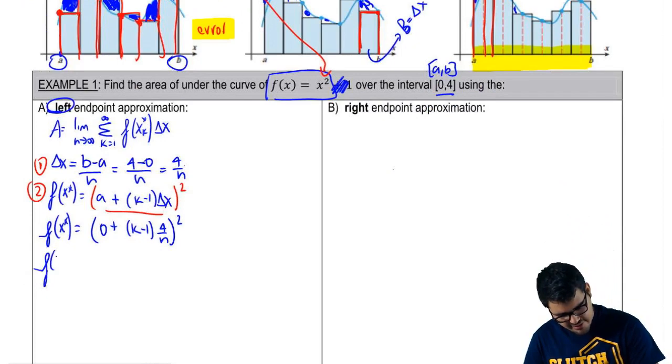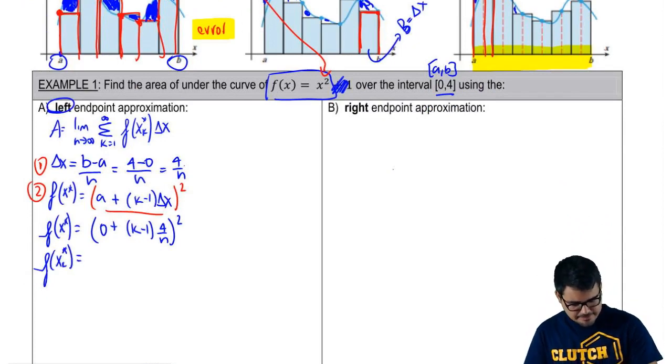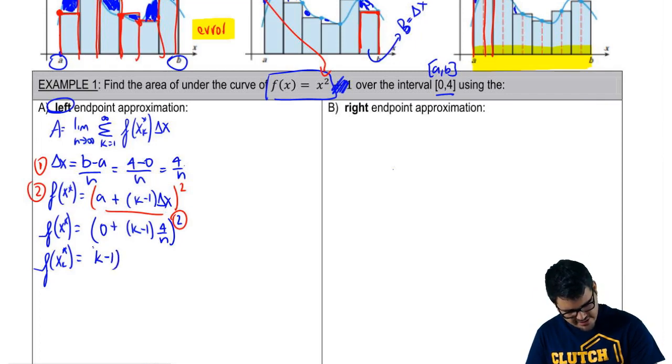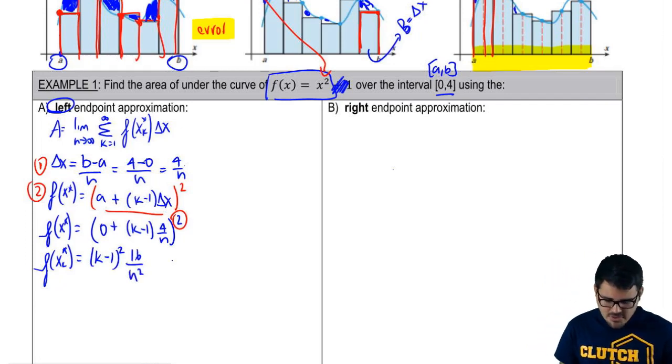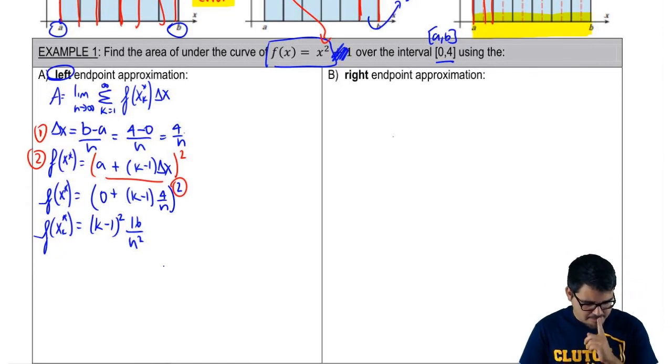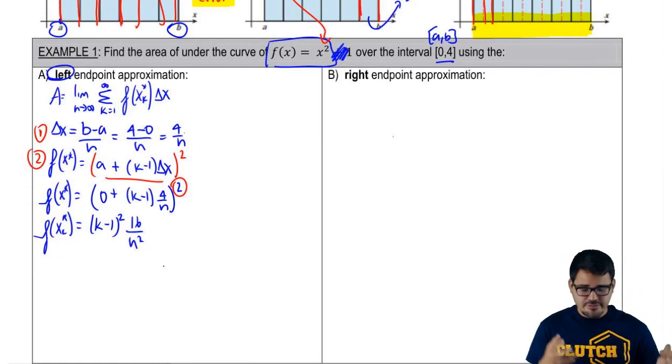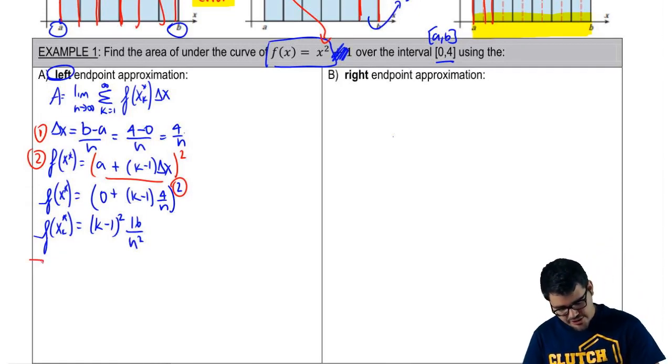I'm going to have f of xk star equal to... 0 is not going to matter, and I'm going to need to apply this second power, right? So the k minus 1 is getting squared, and the 4 over n is getting squared. So I'm going to get a 16 over n squared because I square the 4 and I square the n. So after I do that, I already have my delta x and I have my f of xk star. I'm ready to put it all together into my equation of the area.